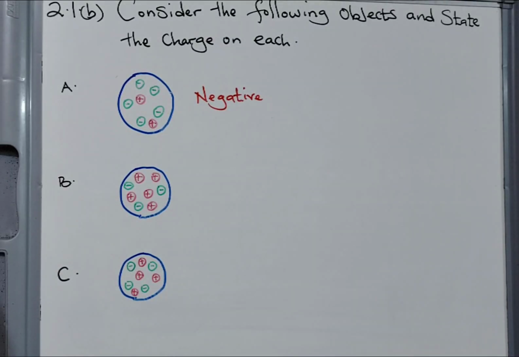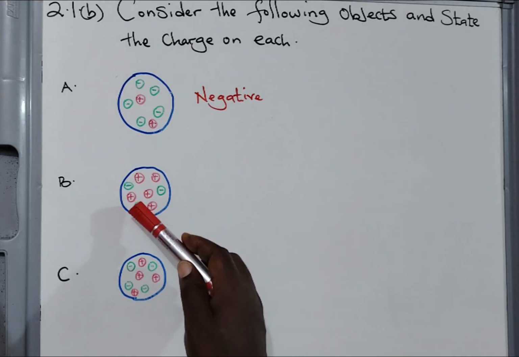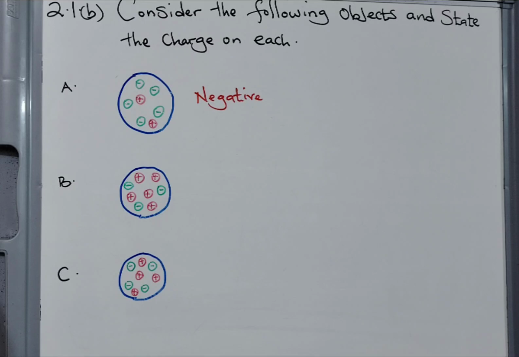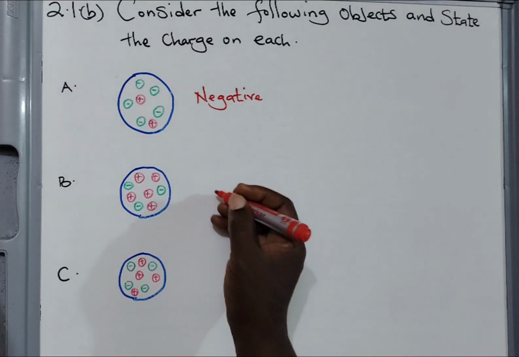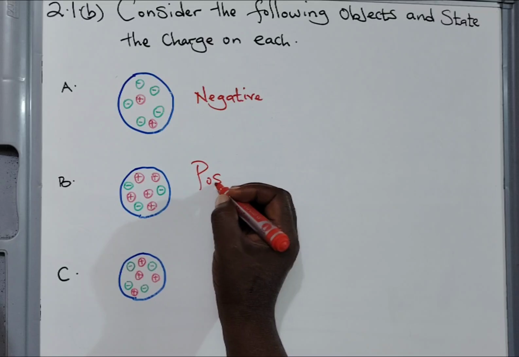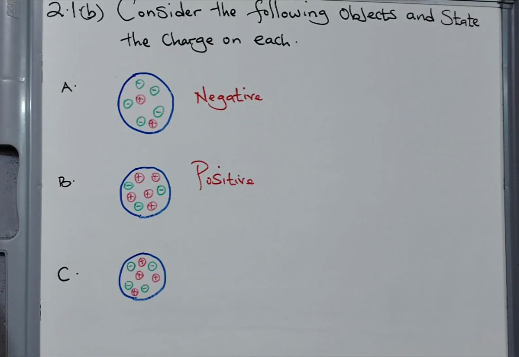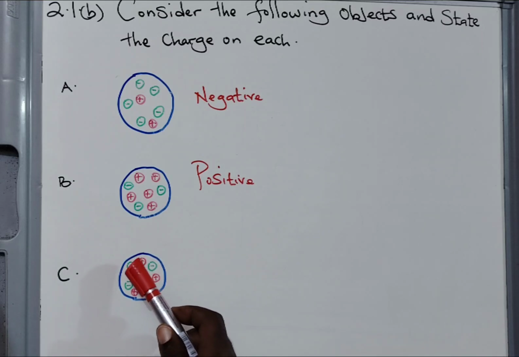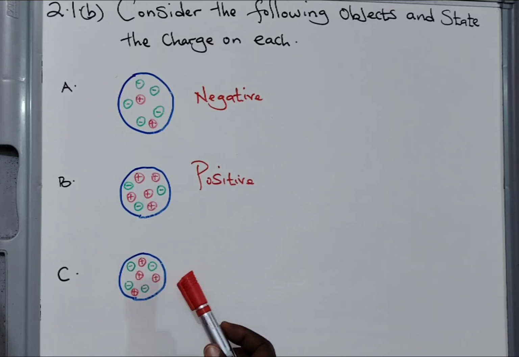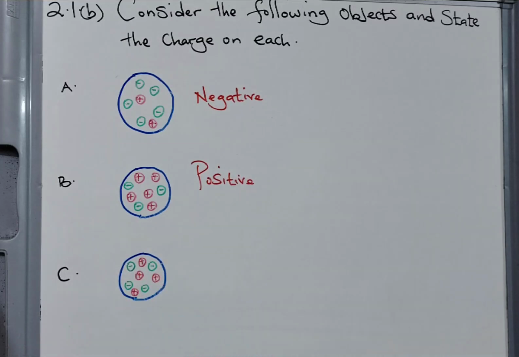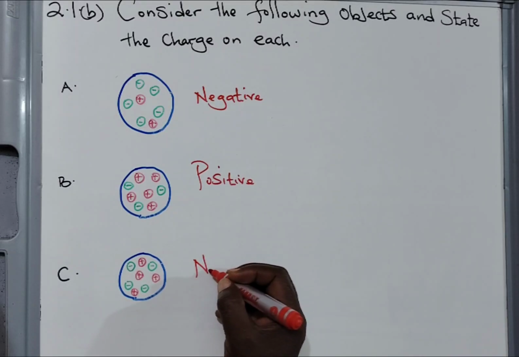Then we come to this one. Negatives are 1, 2, 3. Positives are 1, 2, 3, 4, 5. So positives are more than negative. So the charge is positive or the net charge is positive. Let's come to this one. How many negatives? 1, 2, 3, 4. And how many positives? 1, 2, 3, 4. So negatives are equal to positives. So what's the charge on this? The charge is neutral.